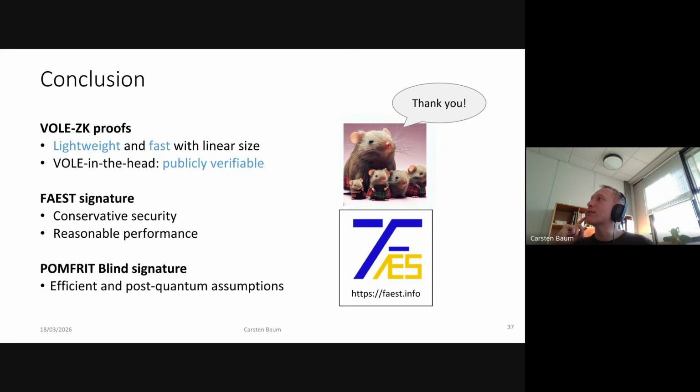Not in ours. I remember that for Ant-Man, which is this batch extension of QuickSilver, there are works that translate this into a VOLE-in-the-head style setting, but somehow I missed ever reading the paper on how it works. And if any of the authors ever watches this video, I will be deeply ashamed.